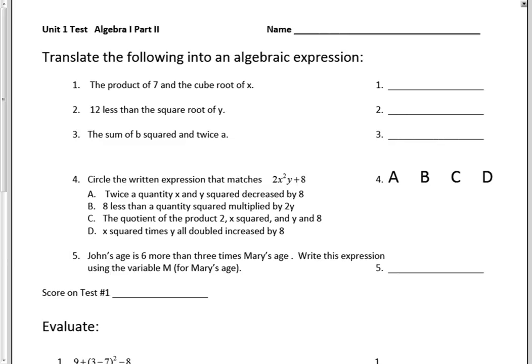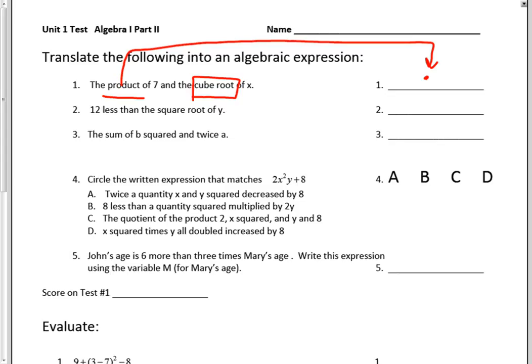Try what I'm doing. When I see problems like this, and I do because I take graduate courses every semester, and I have to do work like this, it's just on a slightly higher level. I underline, I circle. If I see the word products, what operation am I talking about? Multiplication. Put a dot, if that helps you.